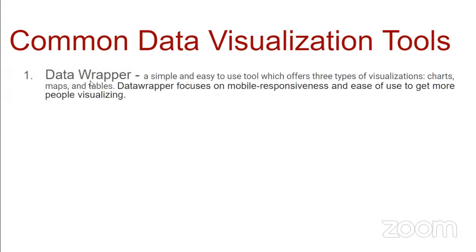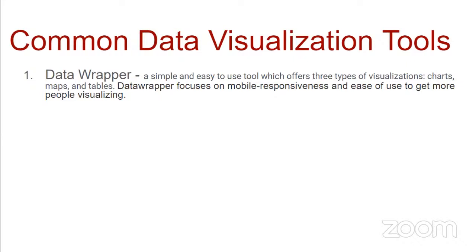So the first one we are going to look at is Datawrapper, which is a simple and easy tool, which offers 3 types of visualizations: charts, maps, and tables. It focuses on mobile responsiveness and ease of use to get more people visualizing. So what that tool does is it gives you the ability to visualize your data in terms of charts, in terms of maps, and in terms of tables.